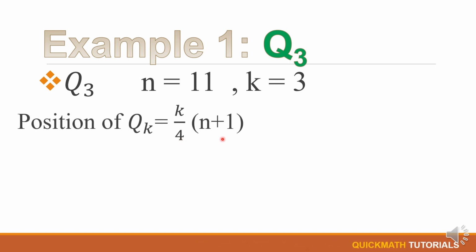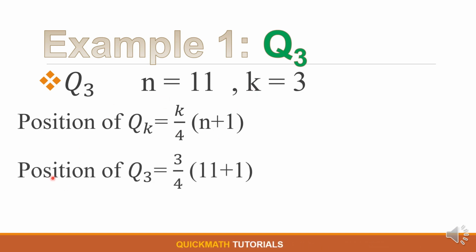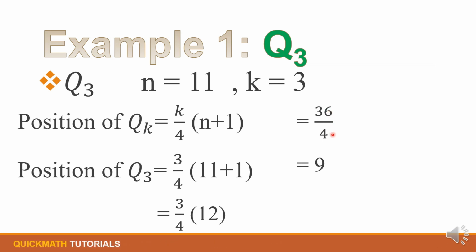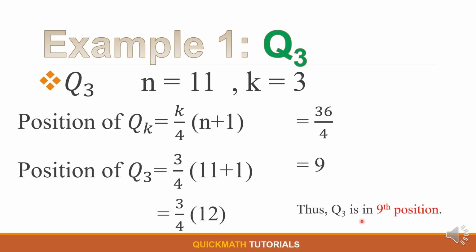Using the formula, we will substitute the value of n and k. So we have the position of q sub 3 is equal to 3 over 4 times n, which is 11 plus 1. 11 plus 1 is 12, and 12 times 3 is 36. 36 divided by 4 is equal to 9. Thus, our q sub 3 is in 9th position.